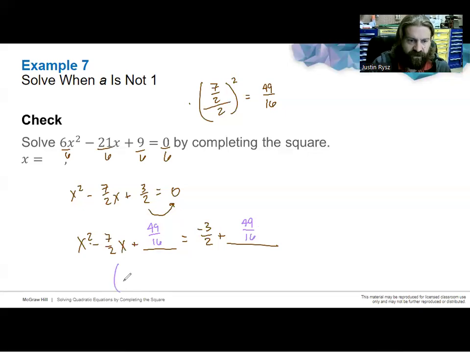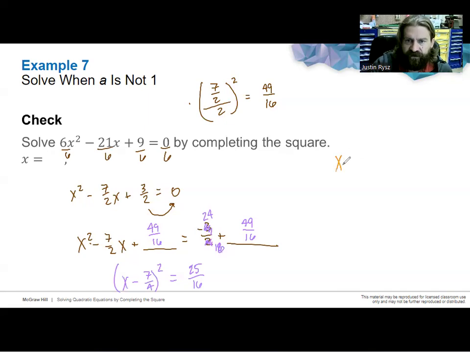All right, so this would be x minus 7/4 squared. If I cut a fraction in half, you just times the bottom number by 2. Okay, I'm going to times this by 8 to make this 16, times that by 8, that would be 24. 49 minus 24 is 25. Okay, that's good. 25/16.